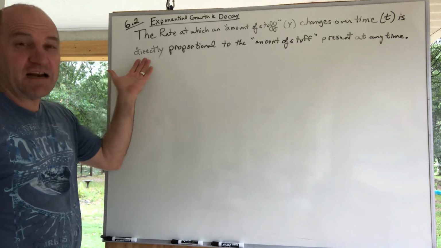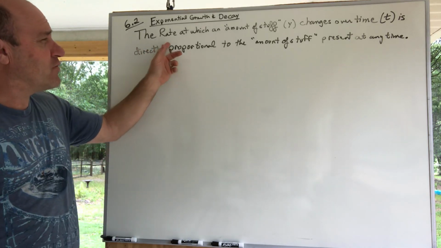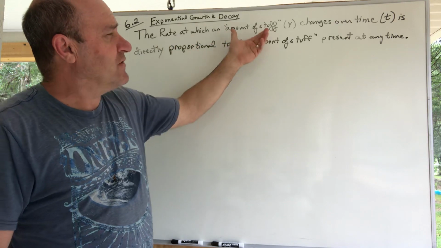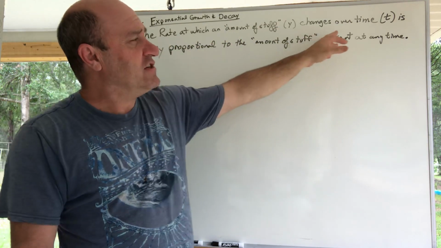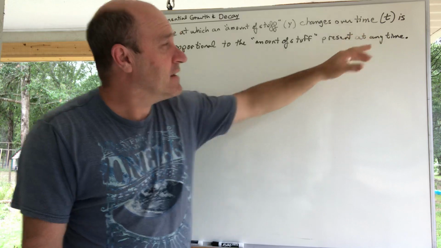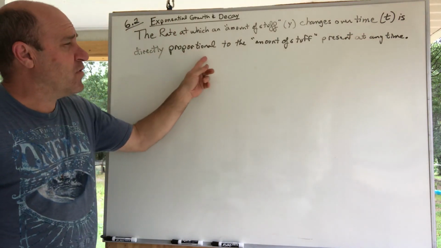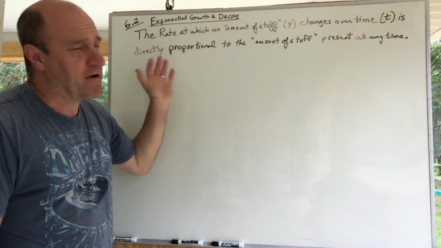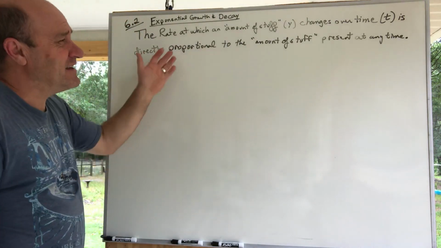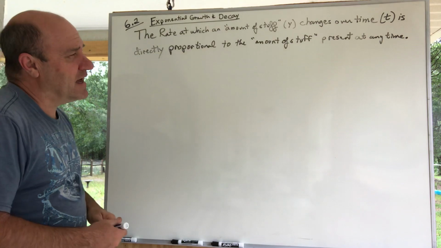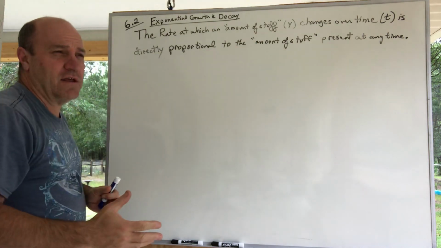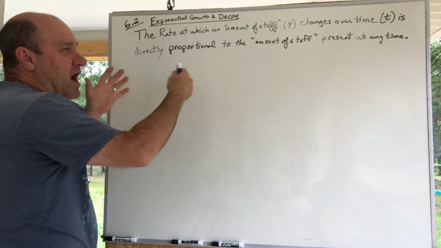So we have this English sentence here. It says, the rate at which, and I made this up, the rate at which an amount of stuff, y, changes over time, t, is directly proportional to the amount of stuff present at any time. So I read that to you. It's an English sentence. And I called it the amount of stuff, but anyway, this is a model.